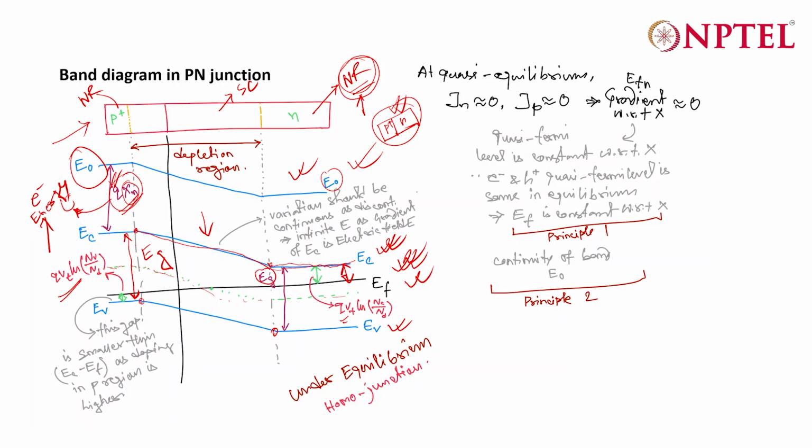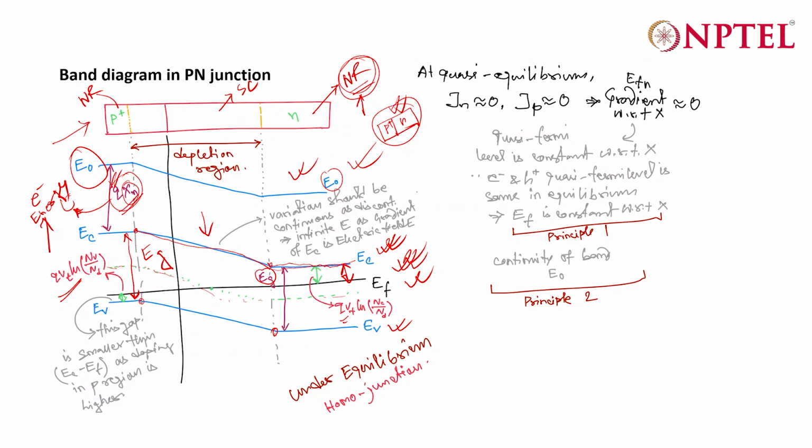So E0 minus EC is always constant, and similarly EC minus EB is also constant. That is the band gap. EC minus EB is nothing but the band gap. So you will find if E0 is continuous, EC and EB also will be continuous. So that second principle that we considered is continuity of the band.